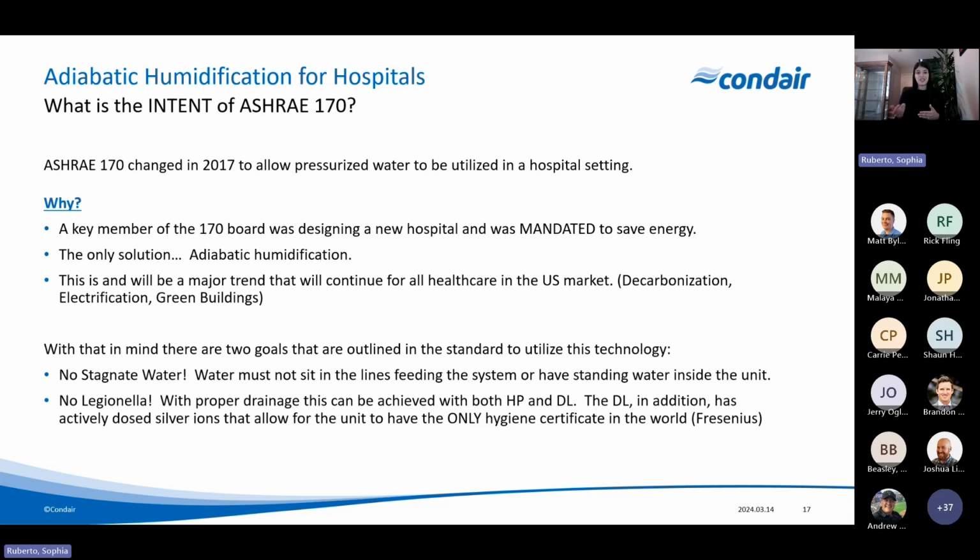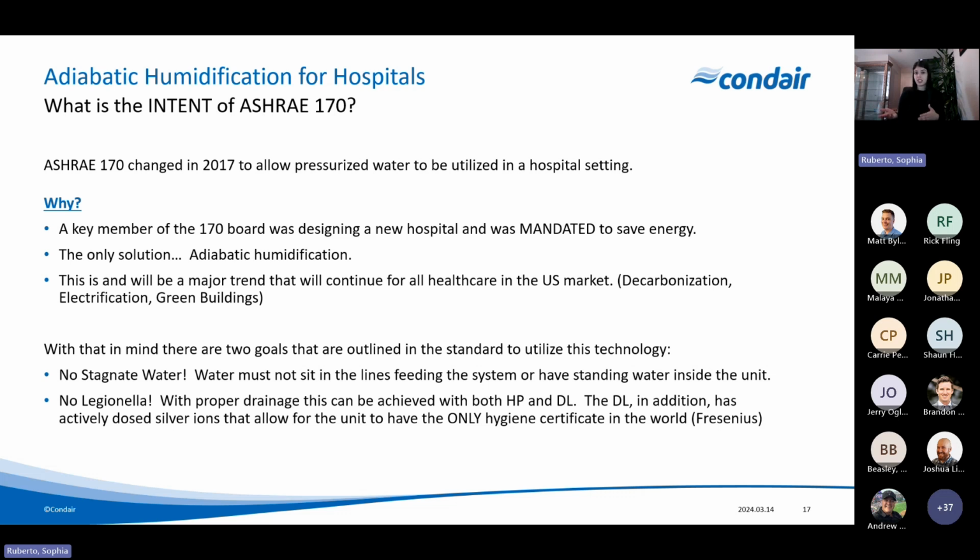With this in mind, there were two main goals outlined in the standards of ASHRAE 170. The first is no stagnant water. Water cannot sit in the feed lines for the humidifier, to prevent stagnant water in the unit, because that's where bacteria have the ability to multiply and propagate through the system. The second is no Legionella, so ensuring that the units have proper drainage and proper water temperature so that no Legionella can be allowed through these systems.